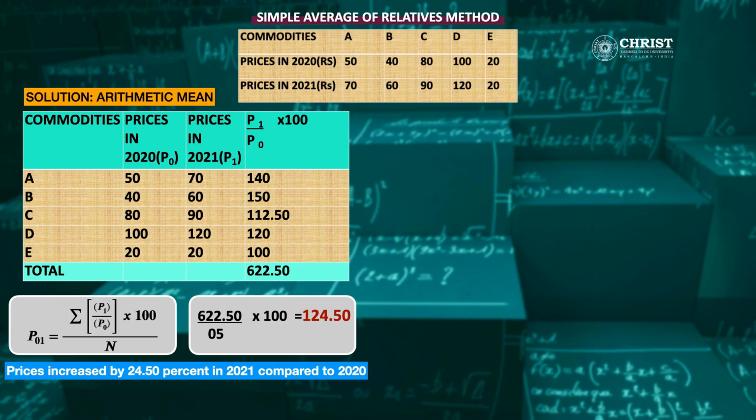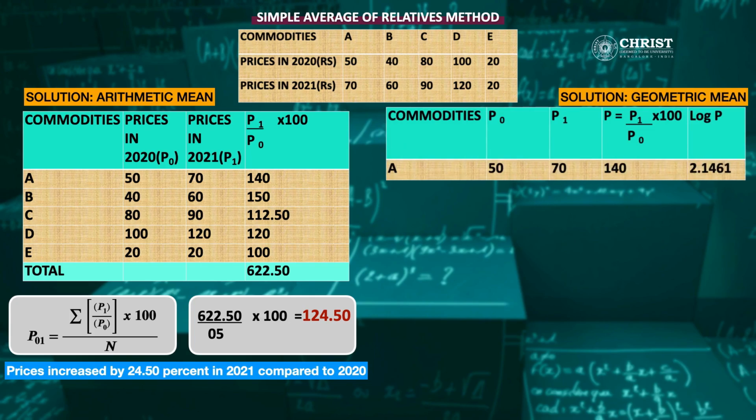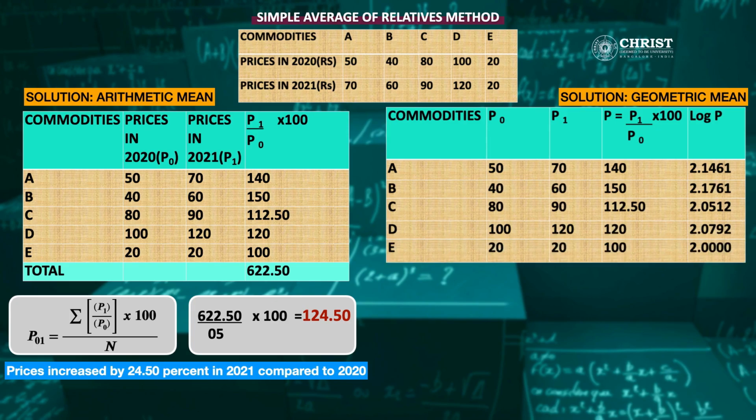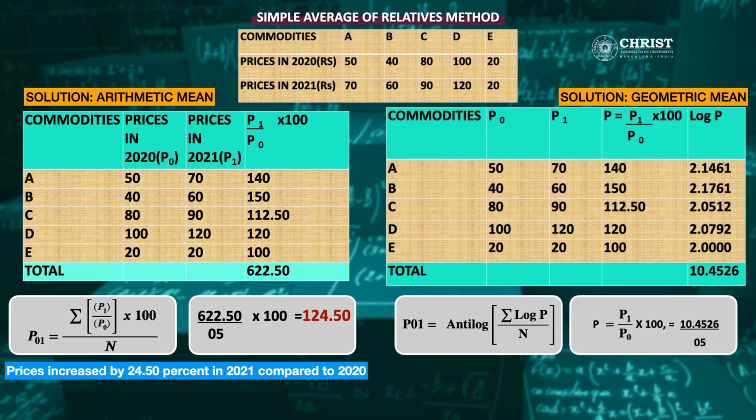Now we have to do the same problem using geometric mean as the average. So the commodities, P0 values, P1 values, price relative and the log P values are there, because geometric mean is based on logarithm values. So P01 is the anti-log of sigma log P divided by n. Here also n is the number of observations and P is the price relative value. Price relative we have to calculate for all values. The first value we are getting is 140.